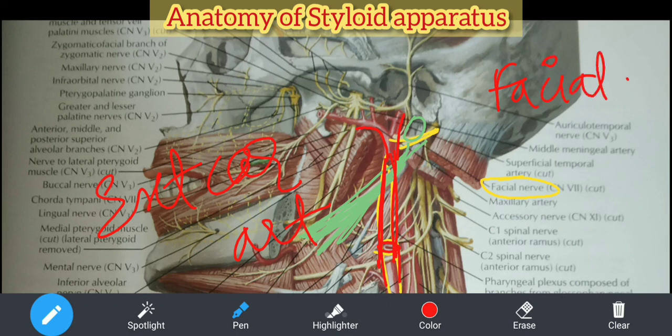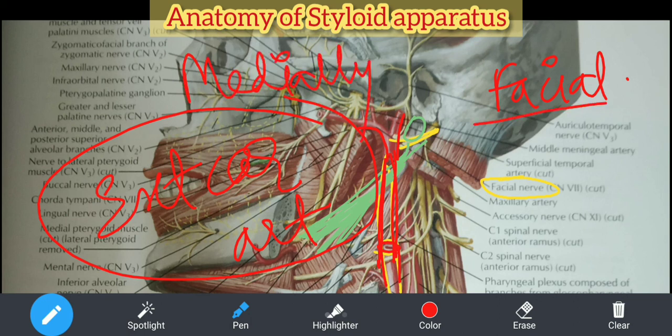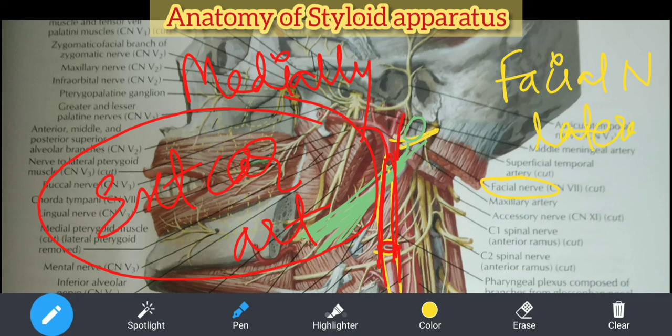Carotid artery is going medially to this styloid process, and facial nerve, mind me, I am writing in red, but it is nerve. Wait, I will write it in yellow, otherwise you will confuse. Facial nerve is going laterally. Simple. Understood? Very simple it is. So we have seen all the relations of the styloid apparatus.